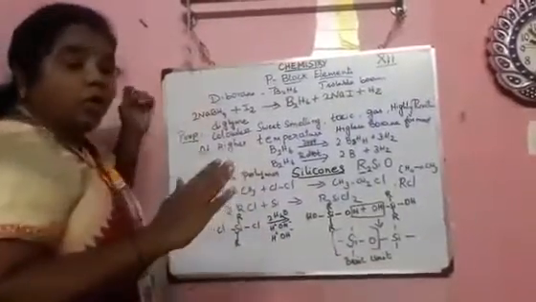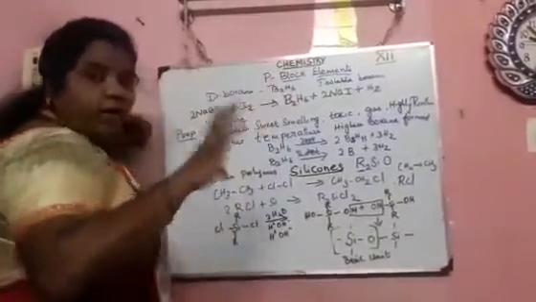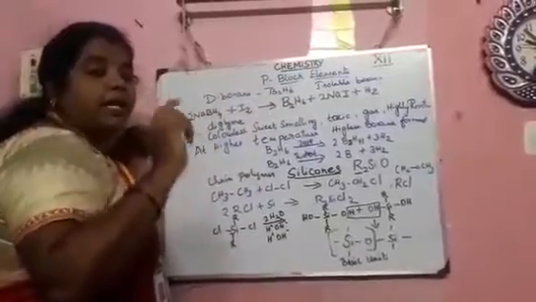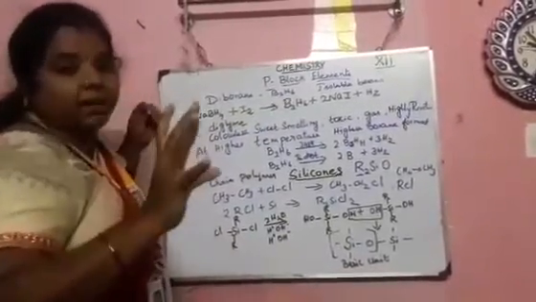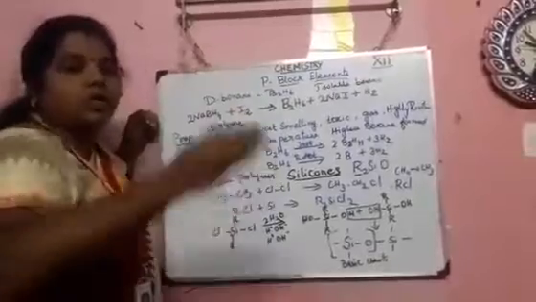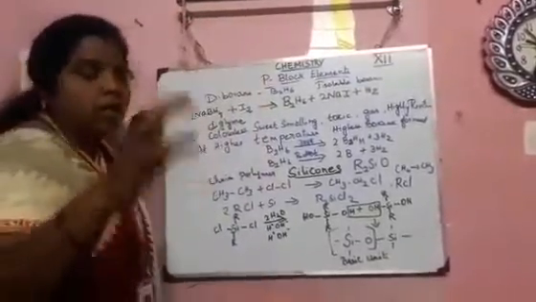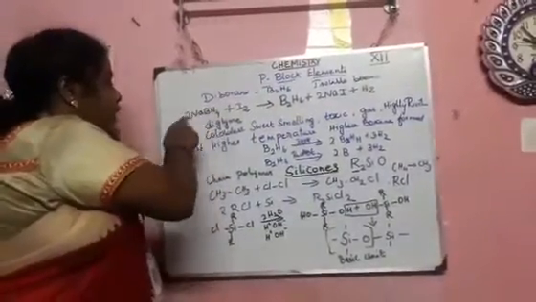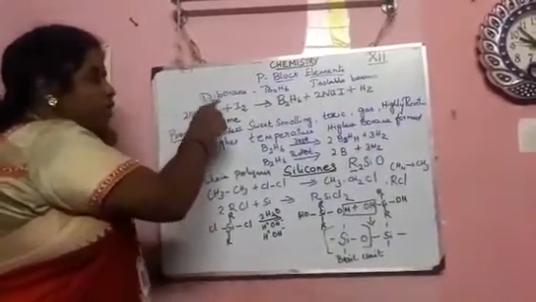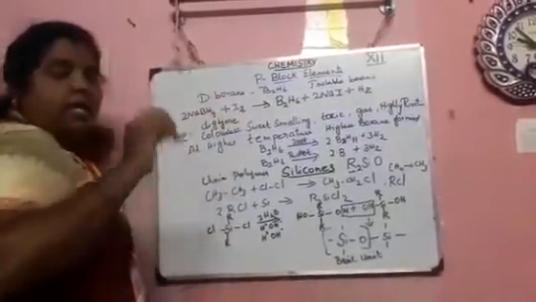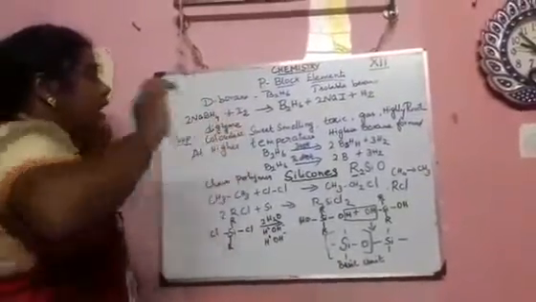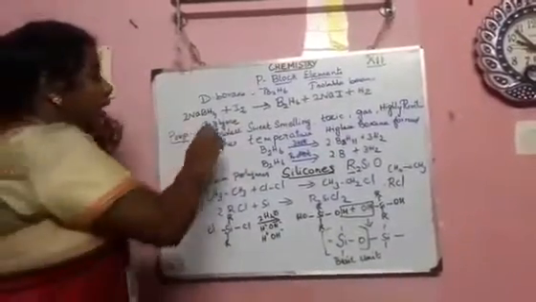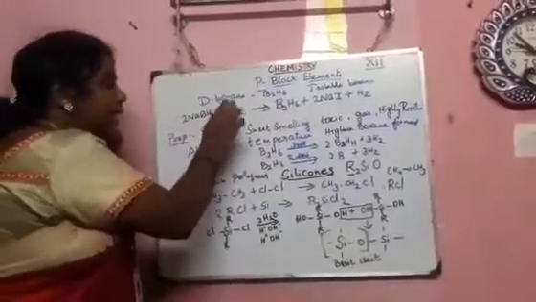The formula of diborane is simple, a combination of boron and hydrogen. But it cannot be prepared by a direct method, like boron reacting with hydrogen to form diborane. That is not possible. So we have to prepare it in other ways, like sodium borohydride, NaBH4, in the presence of iodine, in the diglyme solvent. Diglyme is diethylene glycol dimethyl ether.